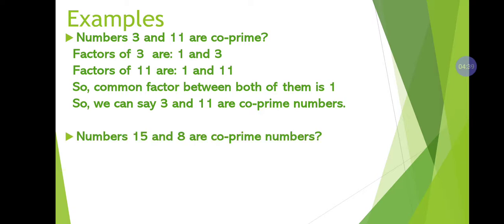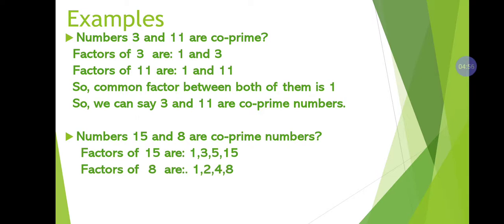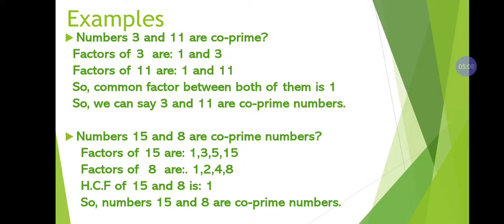Now another example. Are numbers 15 and 8 co-primes? Let us find out. We know factors of 15 are 1, 3, 5 and 15. And factors of 8 are 1, 2, 4 and 8. So we can see HCF of 15 and 8 is 1. So we can say that they are also co-prime numbers.